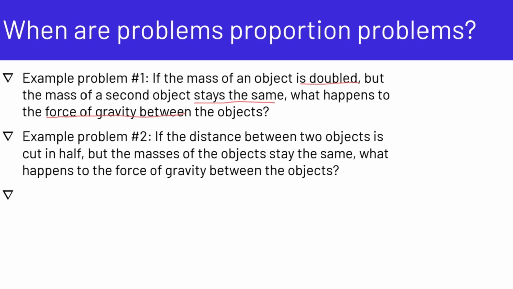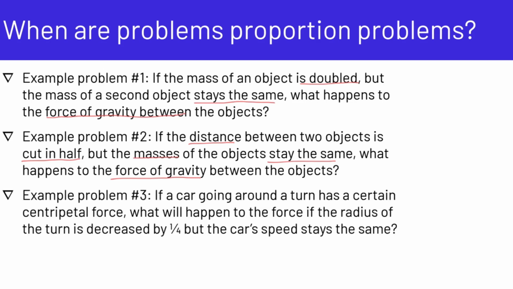Example number 2. If the distance between two objects is cut in half, but the masses of the two objects stay the same, what happens to the force of gravity between the two objects? Again, there's no mathematical way to solve this problem, no numbers involved. All we have is that the distance between the two objects is cut in half. So we have to solve this using a proportion.